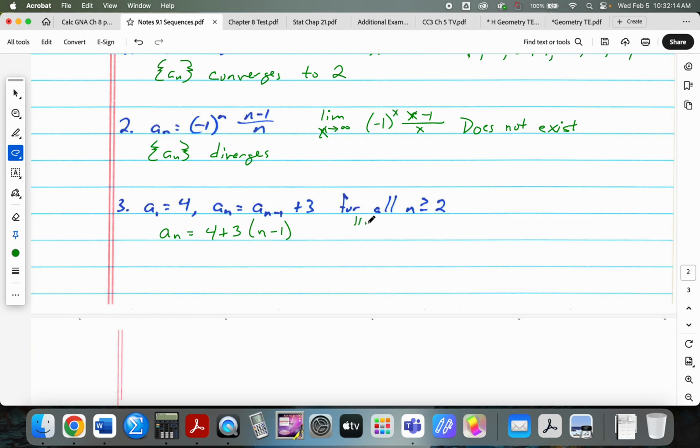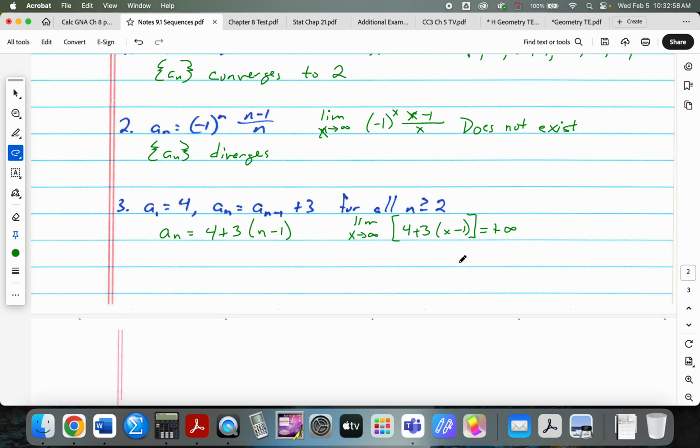And then we'll do, all right, well, what is the limit as x goes to infinity of 4 plus 3 times x minus 1? And what is that? Not quite. It's infinity. Why did I write a minus sign? Sorry. This should be positive. I don't know why I suddenly switched that to a negative sign there.